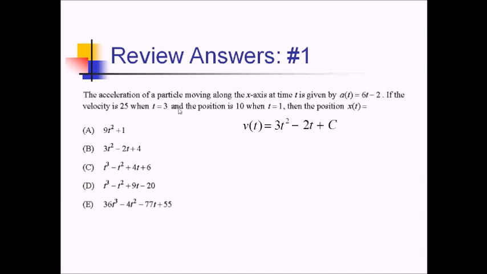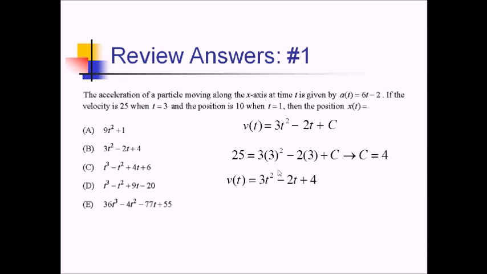So they told us when time is 3, velocity is 25. So I can plug in 25 for v of t, and then I'll plug in 3 for all the t values on the right side of the equation. So on the right side, this is 27 minus 6 is 21 plus c. If we subtract 21 from both sides, we get a c value of 4. So then I can rewrite my velocity function as 3t squared minus 2t plus 4.